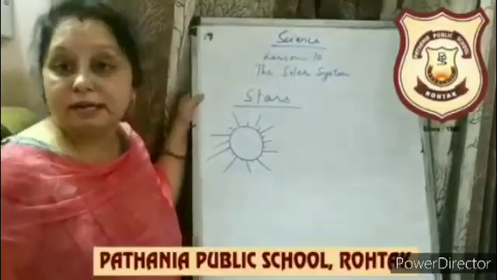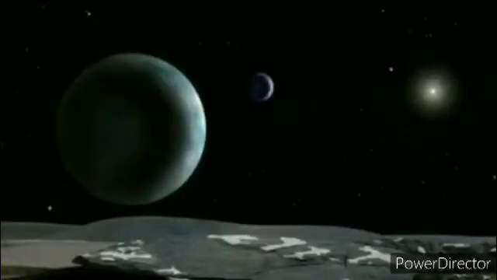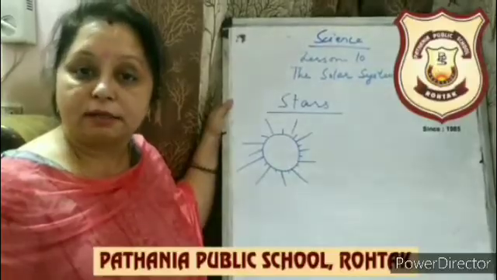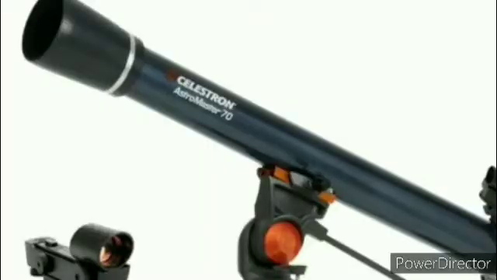Yes beta, the sky is very vast, and the sky is full of heavenly bodies. Space has always fascinated human beings, and human beings used an instrument to see these heavenly bodies like the sun, stars, planets, etc. The instrument is called a telescope.